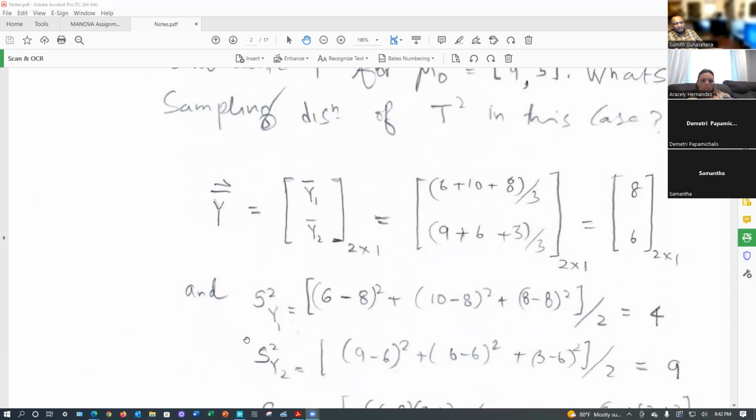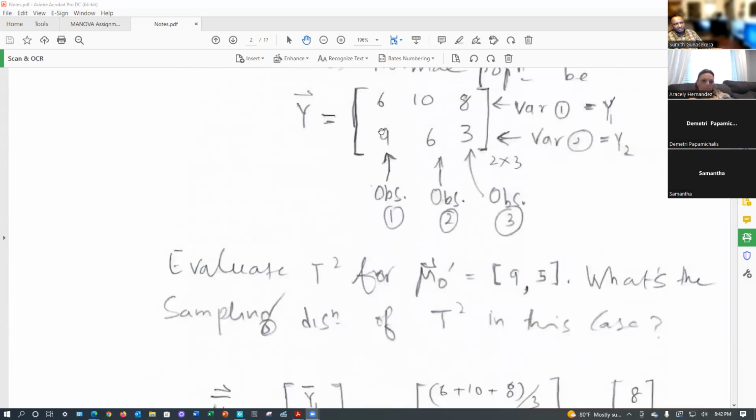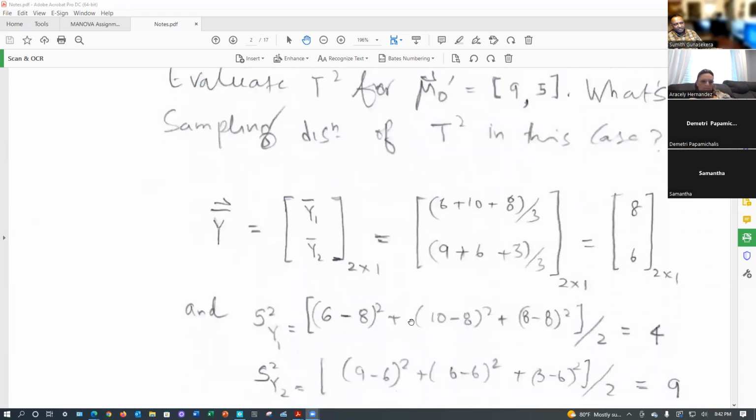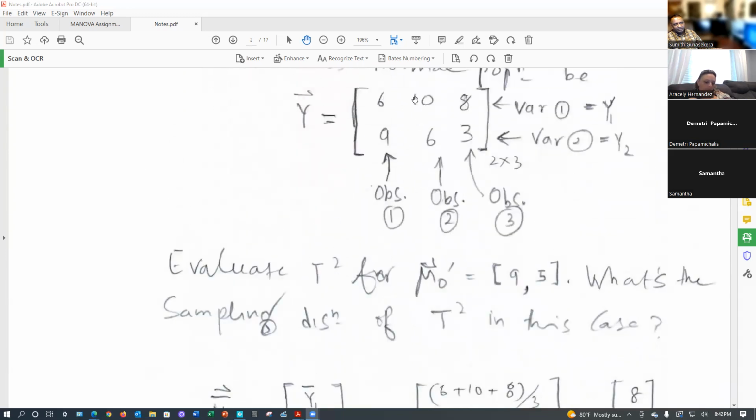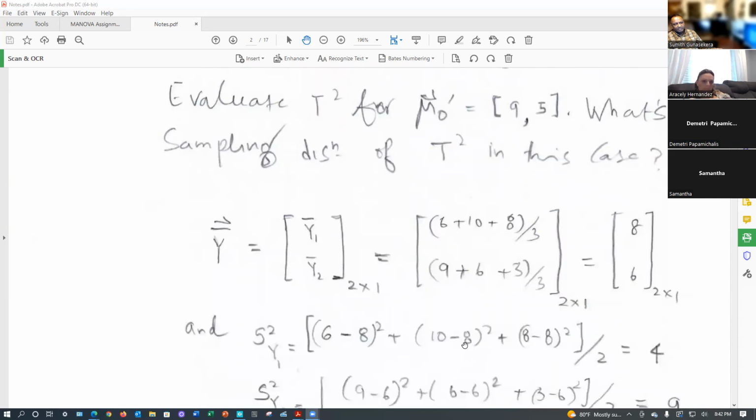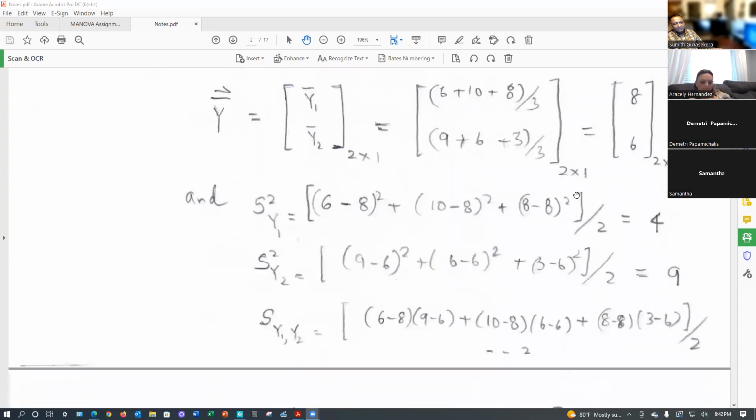Variance of y1. How do you get the variance of y1? You go to the reading. From your reading, you subtract its mean, square it, plus the second reading for this variable, subtract its mean, square, plus the third reading for that variable, and get the whole thing and divide by n minus 1. I'm doing one at a time. y2 here, n minus 1.